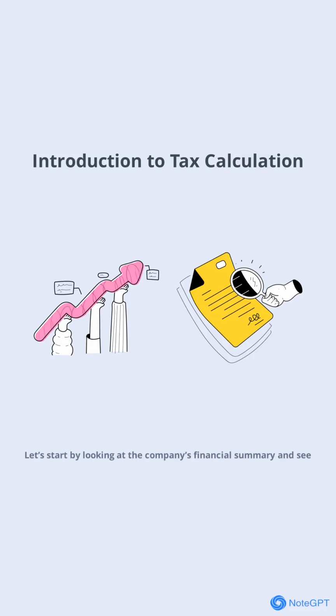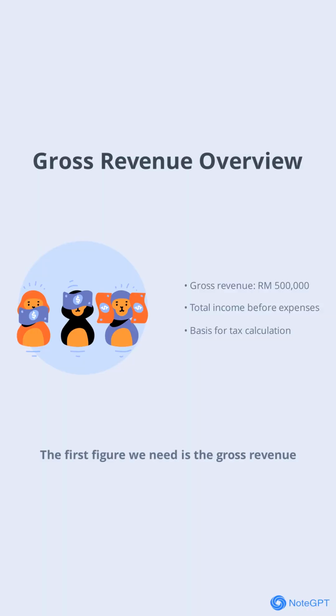Let's start by looking at the company's financial summary and see how each figure plays a role in determining the final tax amount. First figure we need is the gross revenue. For ABC SDN BHD, the gross revenue for YA 2024 is RM 500,000. Gross revenue represents the total income earned by the company before any expenses are deducted. This is the starting point for tax computation, as all subsequent calculations will be based on this amount. It's important to ensure that all sources of income are accurately reported to avoid issues during tax assessment.